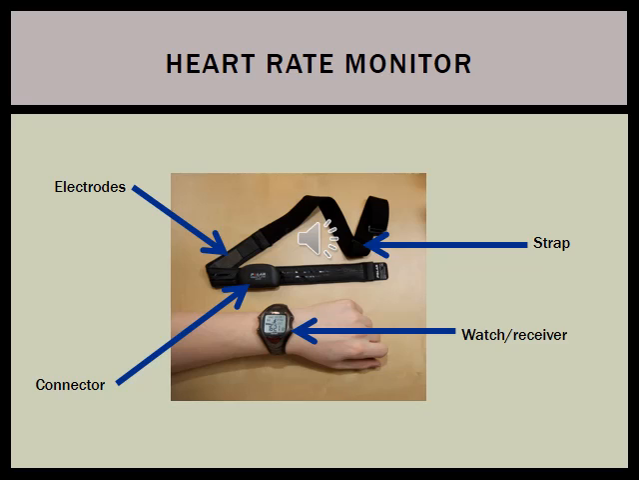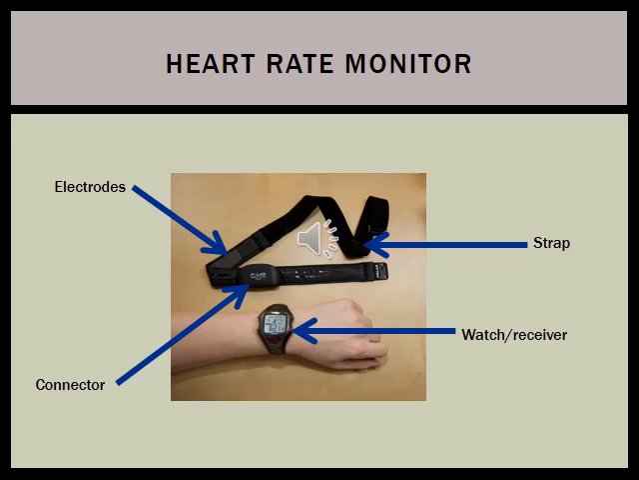Another piece of equipment in your EXE 234 equipment package is the heart rate monitor. The heart rate monitor uses electrical signals within the heart to understand what the heart rate is. The heart rate monitor will include a strap and a watch. If you flip your strap over, you will see a little bit of a bumpy area. These are the electrodes. The electrodes are what pick up the electrical signal.